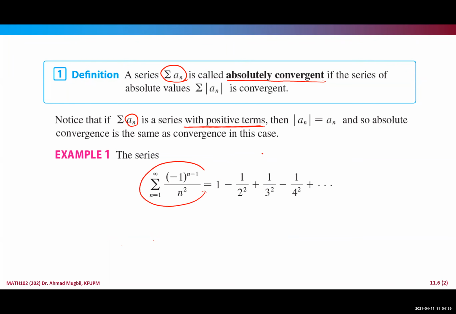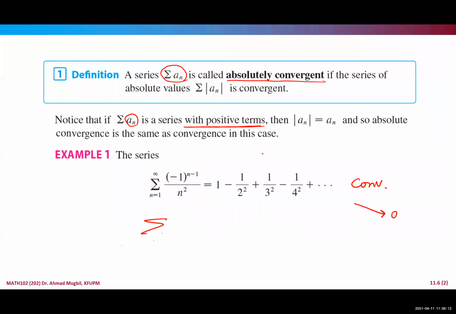This one is alternating, by the way, because we have here (-1) to the power n minus 1. So you can use 11.5, the alternating series test. Who remembers, Shabab, by the alternating series test, is this convergent or divergent? This is convergent, Shabab, if you remember. It is convergent because the nth term decreases to 0. Now, the question is: is it absolutely convergent?